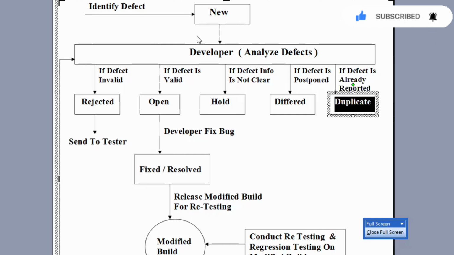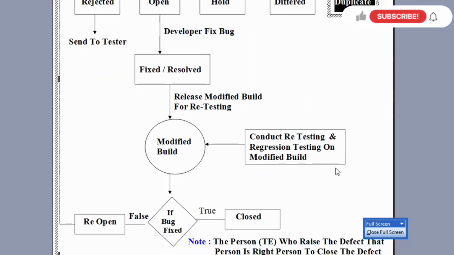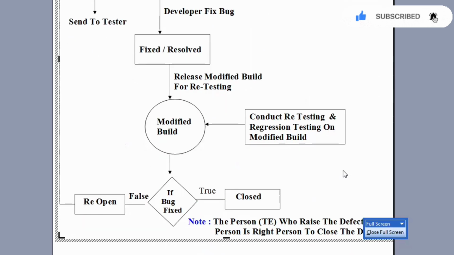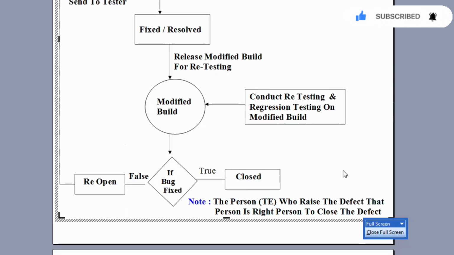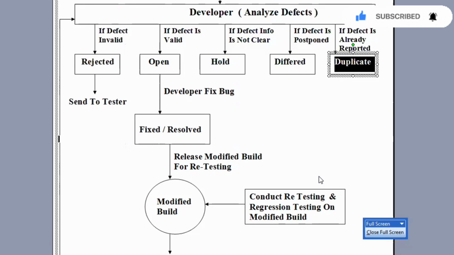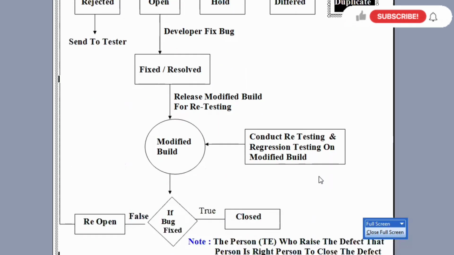Next, if by mistake you send the same defect 2-3 times, then the developer can make it a duplicate. Now, today you need to study this bug life cycle at home, and 2-3 times try to draw the bug life cycle on a white paper. First by seeing the diagram, and after that without seeing the diagram, try to draw it. It is a very, very important thing.